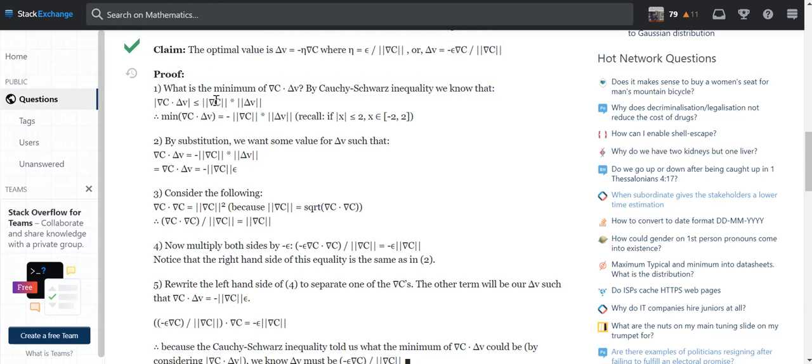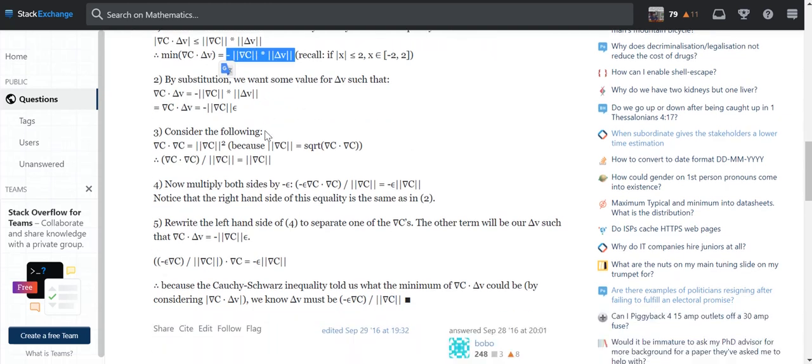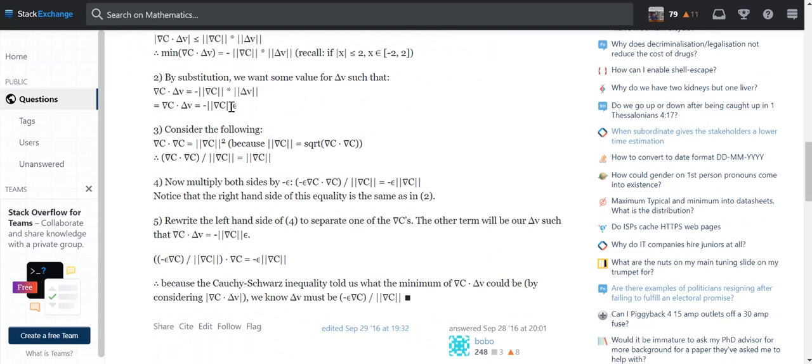Using similar rationale, you can see that the minimum value of this expression is the negative of the norm of the gradient of c times the norm of delta v. So by substitution, you had this for the minimum, and then you can substitute this term to be epsilon as we had above.